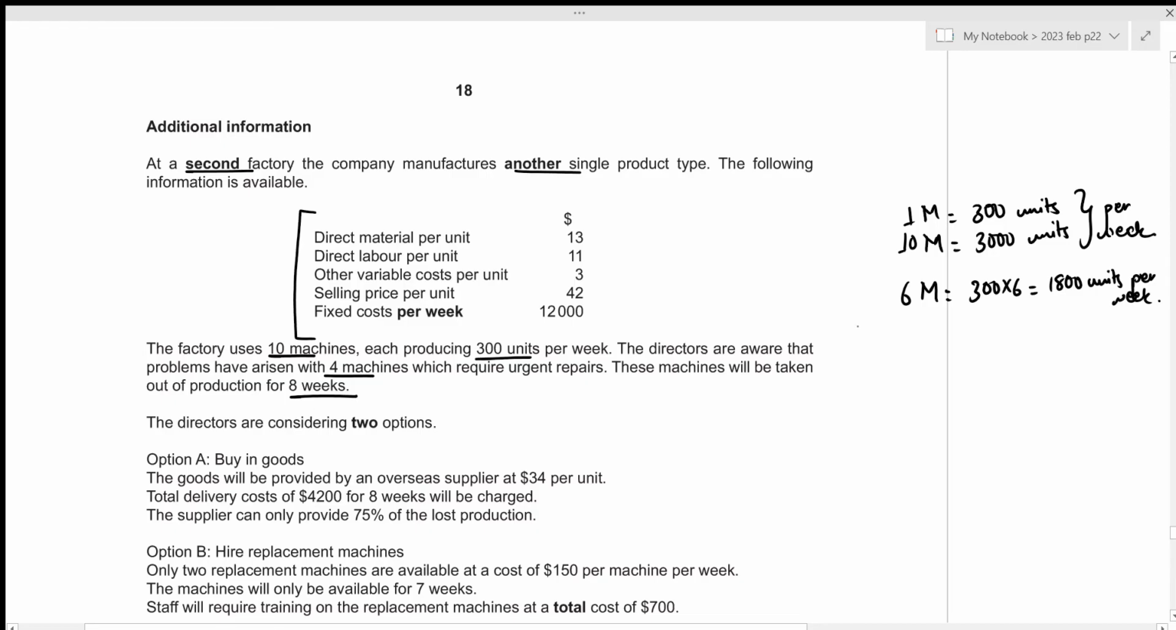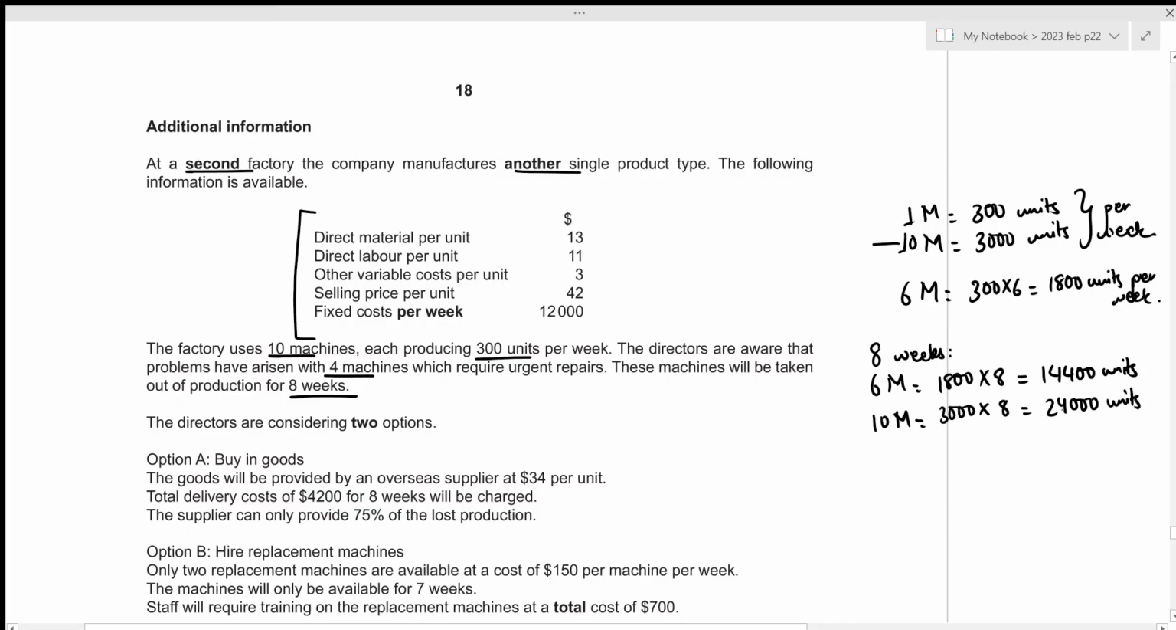but we're talking about 8 weeks. So let's figure out for 8 weeks. 6 machines can provide 1,800 per week. So if we just multiply it by 8, we get the total production for 8 weeks. That's 14,400 units. And if we had 10 machines, it would have been 3,000 times 8, which is the total of 24,000 units.